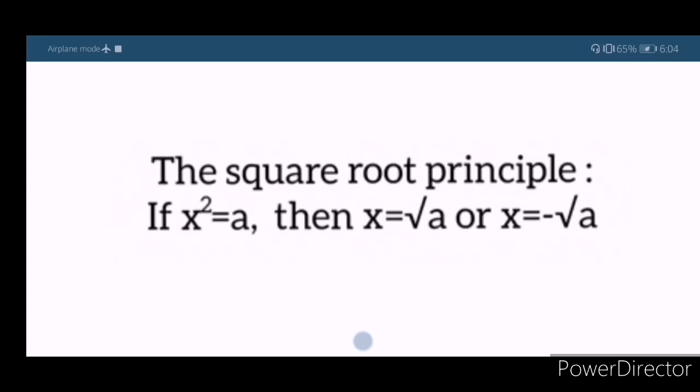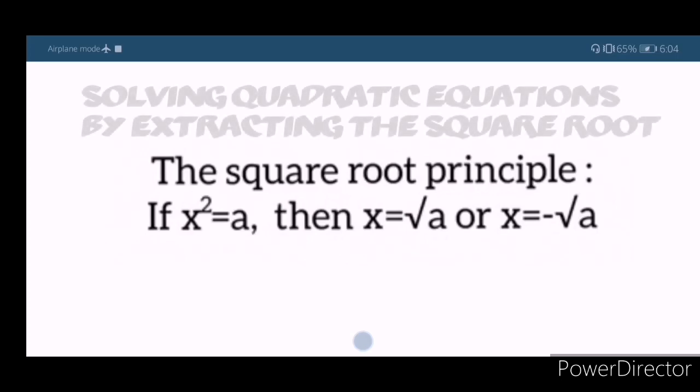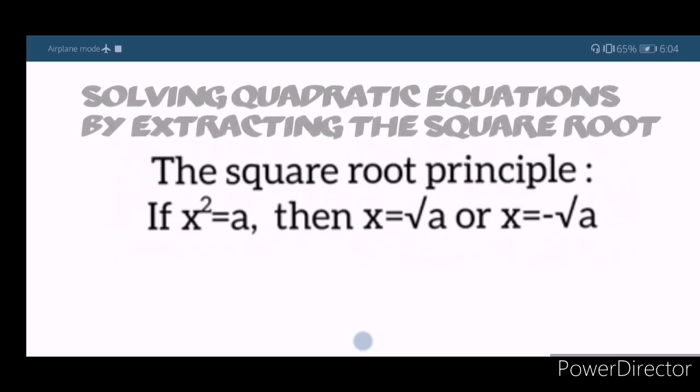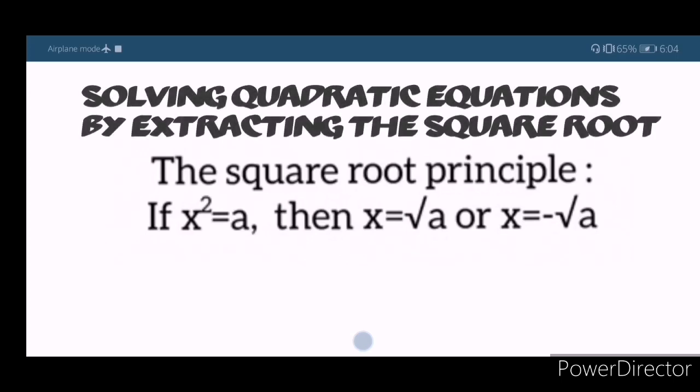Okay? So, yung lesson natin ngayong araw ay solving quadratic equations by extracting the square root. Okay, yun yung lesson natin. Solving quadratic equations by extracting the square root. Okay, so bago tayo mag-start, let us first identify yung ating square root principle. So ano ba yung ating tinatawag na square root principle?